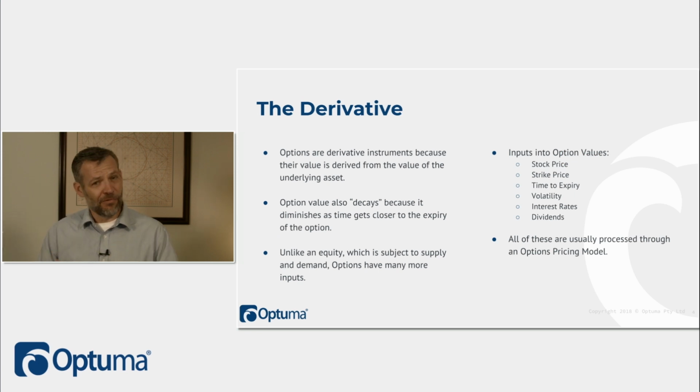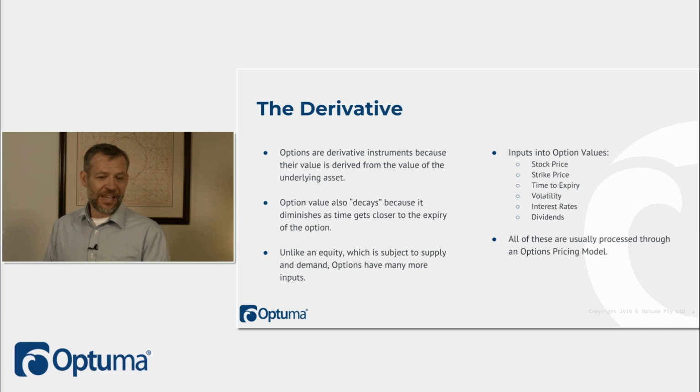So options are derivative instruments because their value is derived from the underlying security. Options on the S&P 500 futures are derived from the cash price of the S&P 500 futures. This is where that gets interesting because the options on the futures are a derivative, but the futures themselves are a derivative of the actual S&P 500 index. So a lot of fun there. Options on things like shares, obviously derived from the share price.